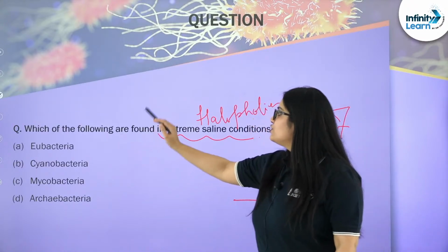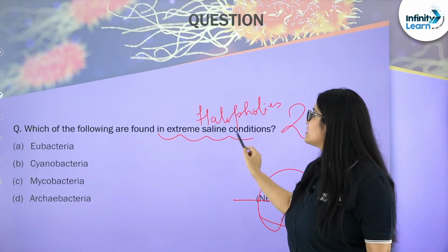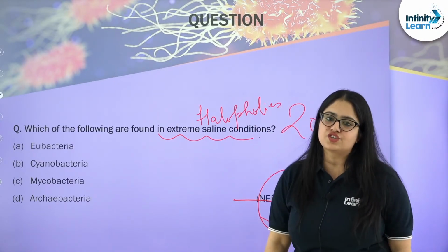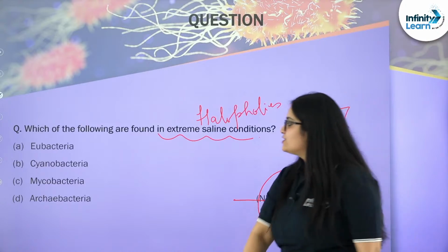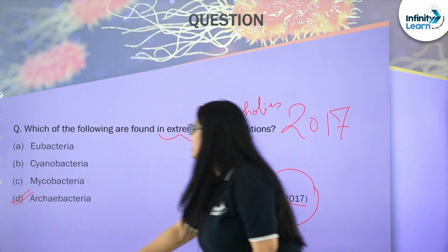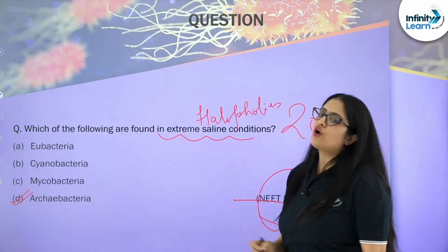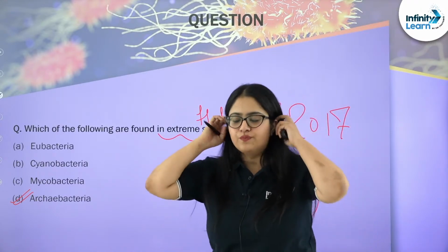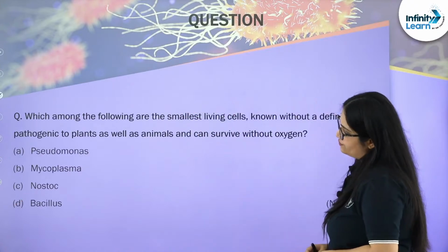So which of the following are found in extreme saline condition? Extreme saline condition is also one of the harshest conditions where archaebacteria will be found, and such archaebacteria are called halophiles. I hope, students, this much is clear to all of you. Now let us see the next question.